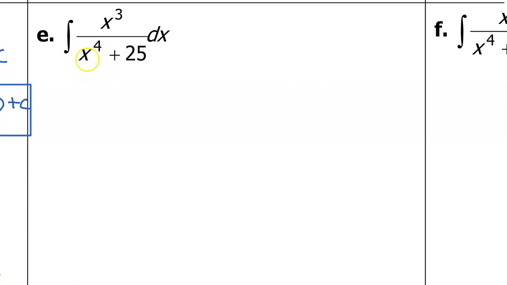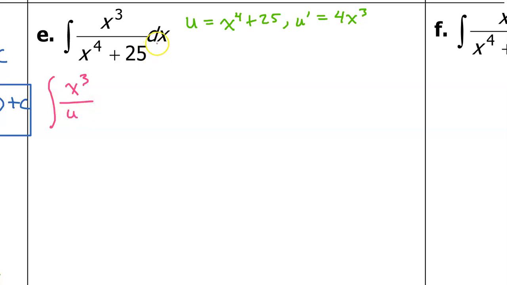For part E, the degree of the denominator wins by exactly 1. When we see that, we think U-substitution. Let's let u equal the entire denominator, x to the 4th power plus 25. That means that u prime will equal 4x to the 3rd power. If we perform the substitution, we get the integral of x to the 3rd power over u. Instead of dx, we will write du over u prime. But u prime is 4x to the 3rd power.